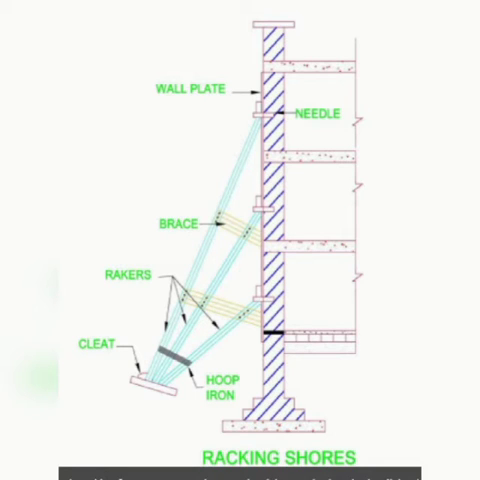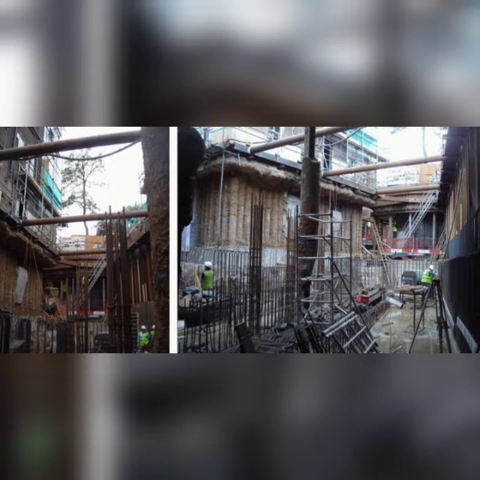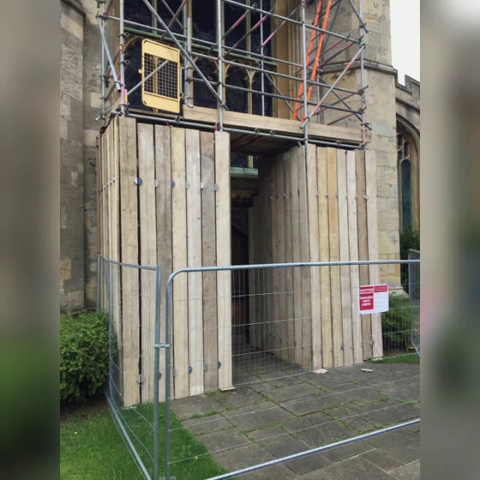Racking shore consists of the following components: rackers, the inclined member in the ground, wall plate, needles, cleats, bracing, sole plate. Number 2. Flying shore. This system provides temporary support to the party walls of two buildings where the intermediate building is to be pulled down and rebuilt again.